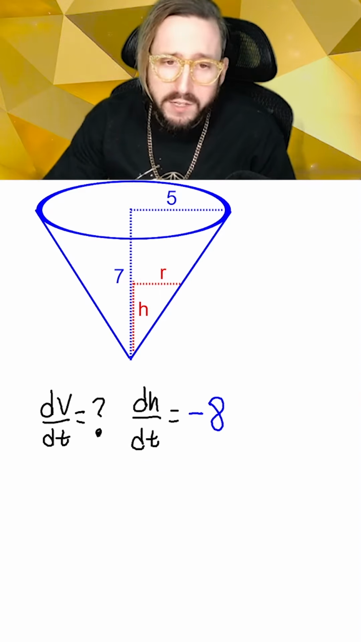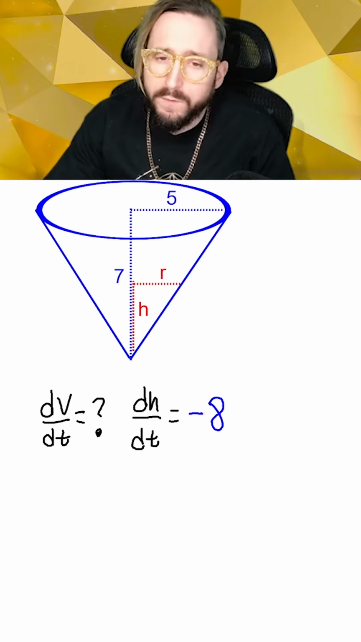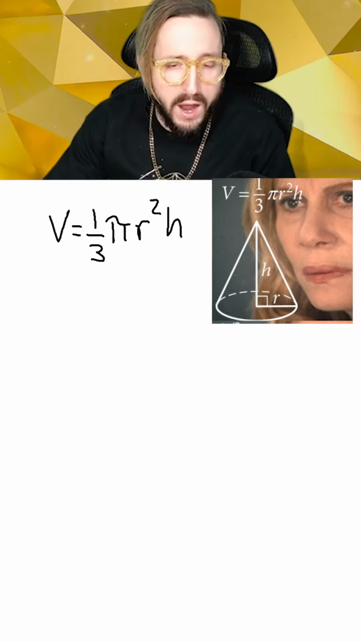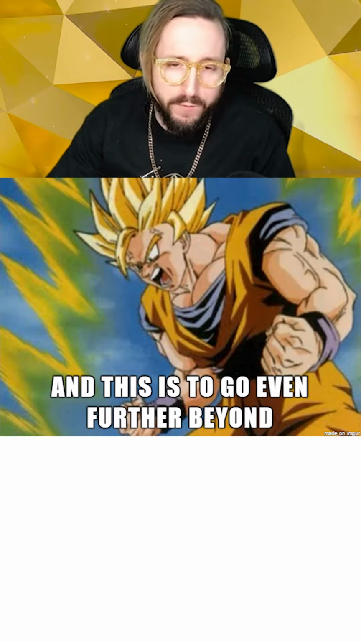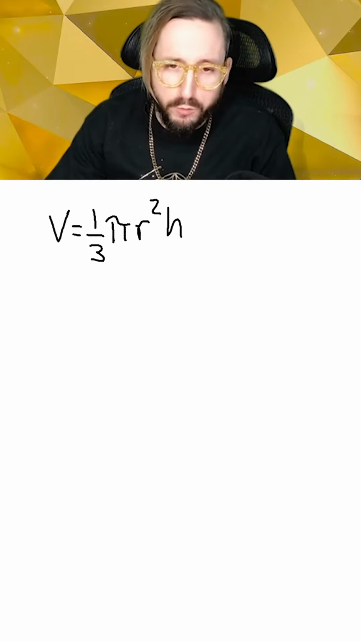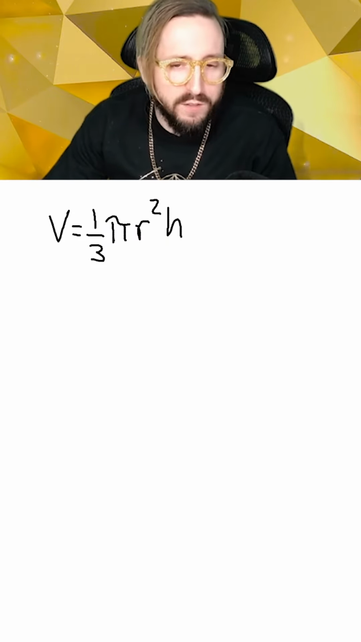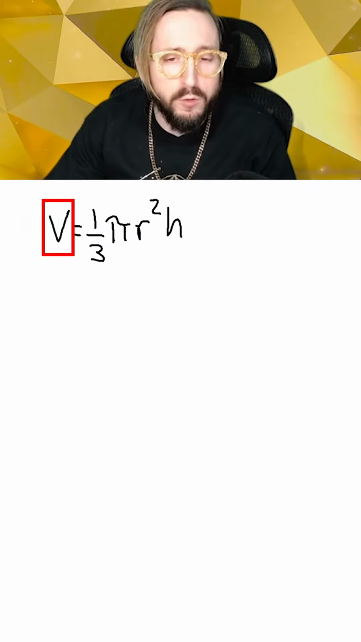Once we have our two rate variables, which are V and h, we need to find an equation that relates the two. In this case, it's the volume of a cone, which we know is 1/3 pi r squared h. However, before we go any further, we want to make sure this equation only has our rate variables in it, which are V and h. So in order to get rid of this other variable r, we need to find another relation that puts it in terms of either V or h.